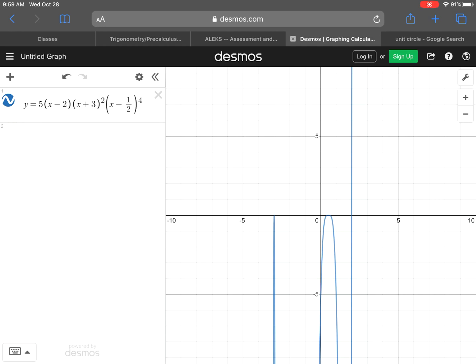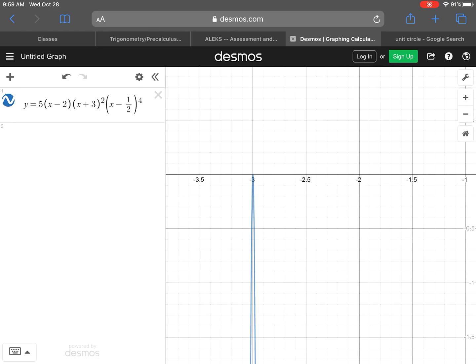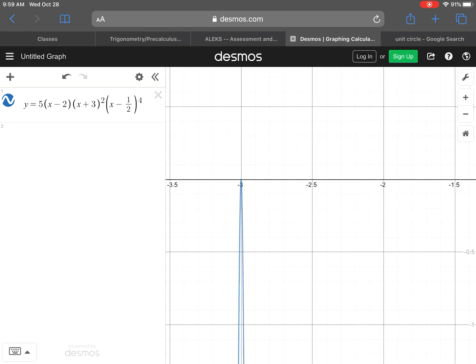Okay, so let's look at negative 3 first. Negative 3 is squared, right? If you look at it here, it's kind of hard to see because it's so narrow at that point. But what happens is it comes from the left side, goes all the way up to the x-axis, hits negative 3 here, but then it bounces back down.